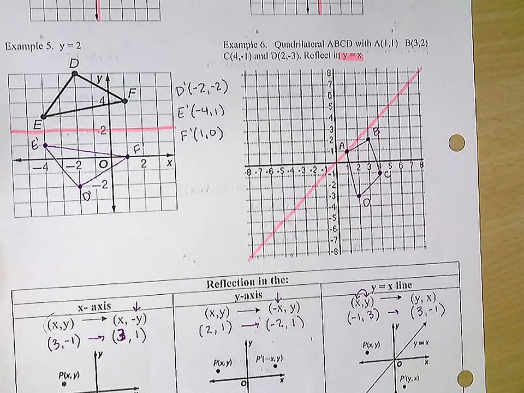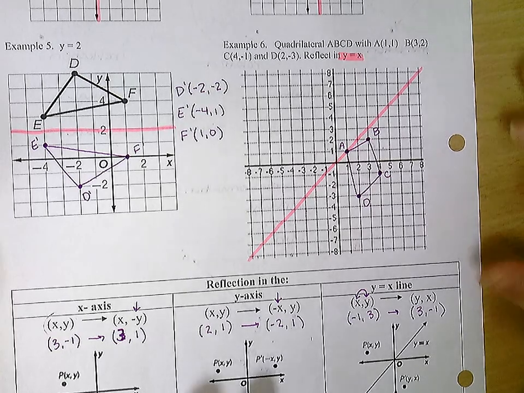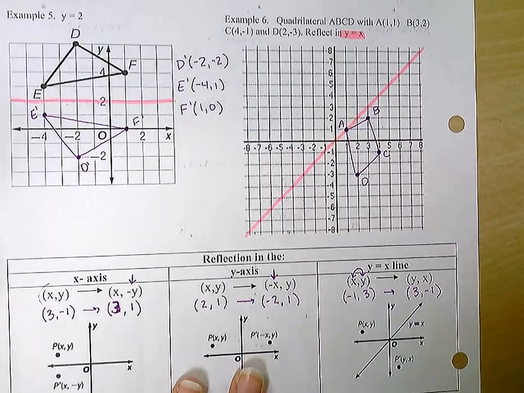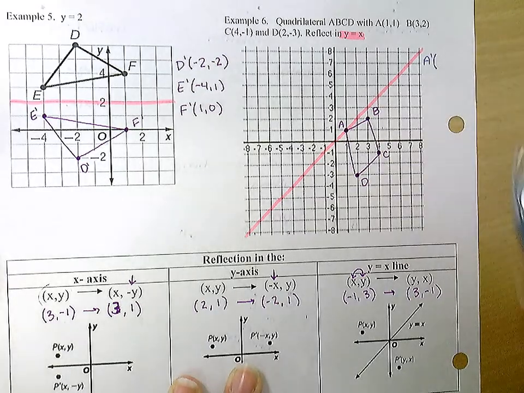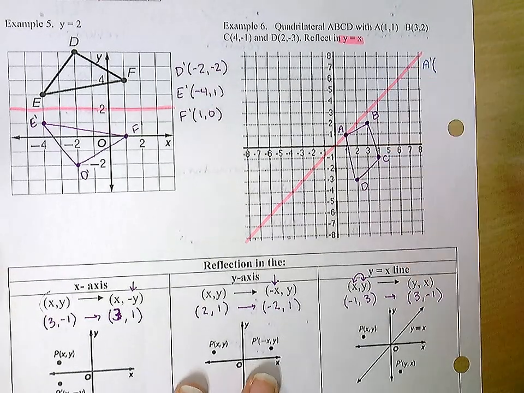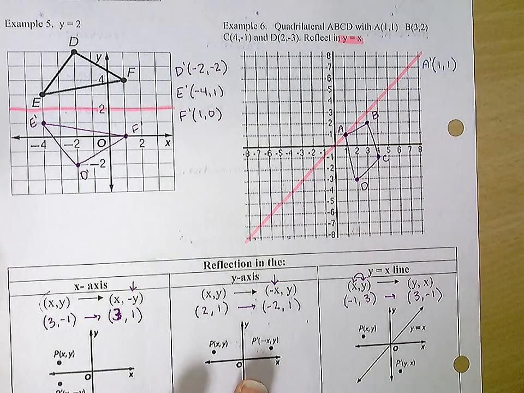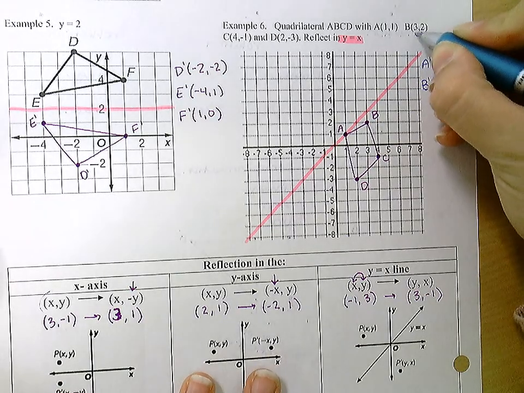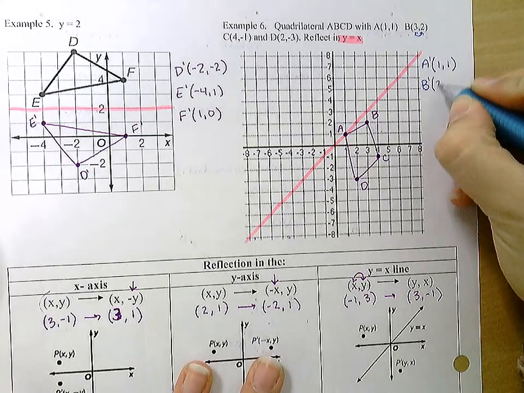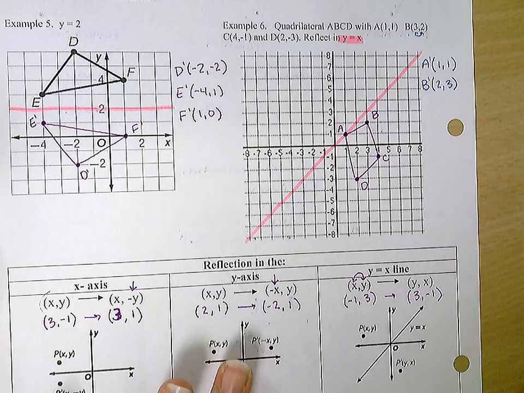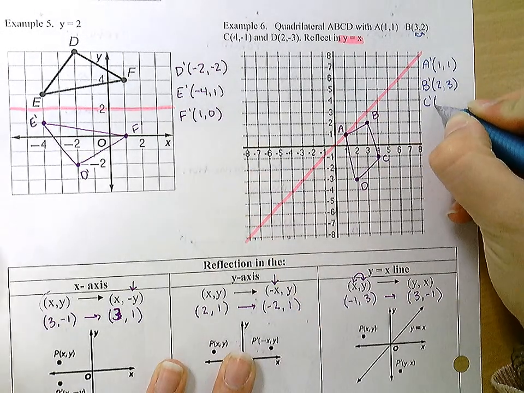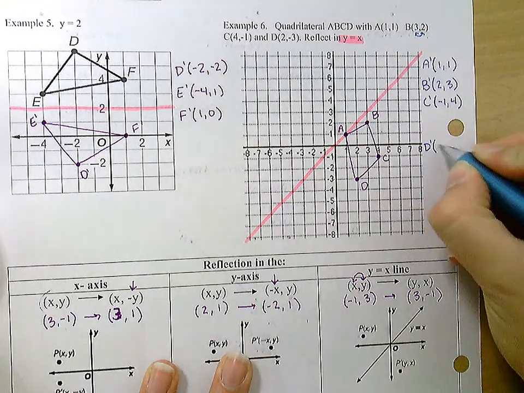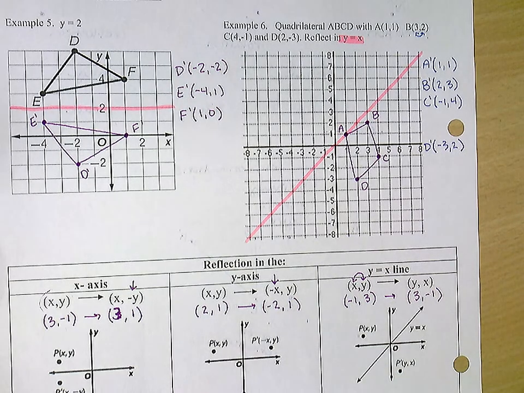Okay, now to find my image, what I'm going to do first is change each of my coordinates using this rule below. Okay, so to find A prime, we just need to switch our x and y value. Well, for A, it's going to be the same. For B, changing to B prime, we need to flip-flop these two values here. So now my B prime point will be at (2, 3). Okay, then C prime, switching x and y, we have (-1, 4). And then D prime will be at (-3, 2). Okay, so just flip-flopping x and y.